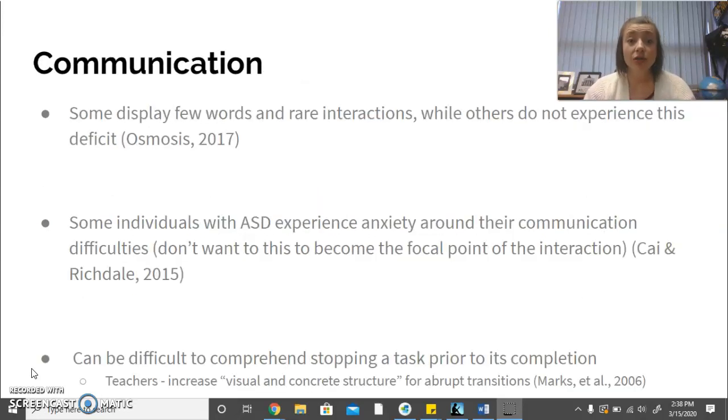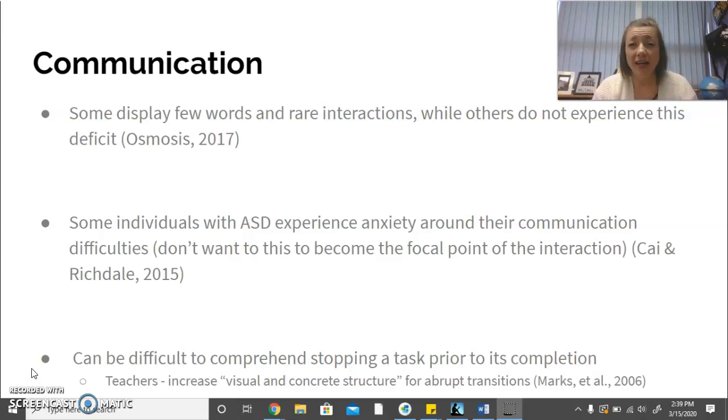In terms of communication from students with autism spectrum disorder, some will display few words, meaning that they don't tend to express their learning or their knowledge verbally. And this can sometimes make social interactions, again, a little bit difficult or just different because they don't always communicate in the same way that their peers do.